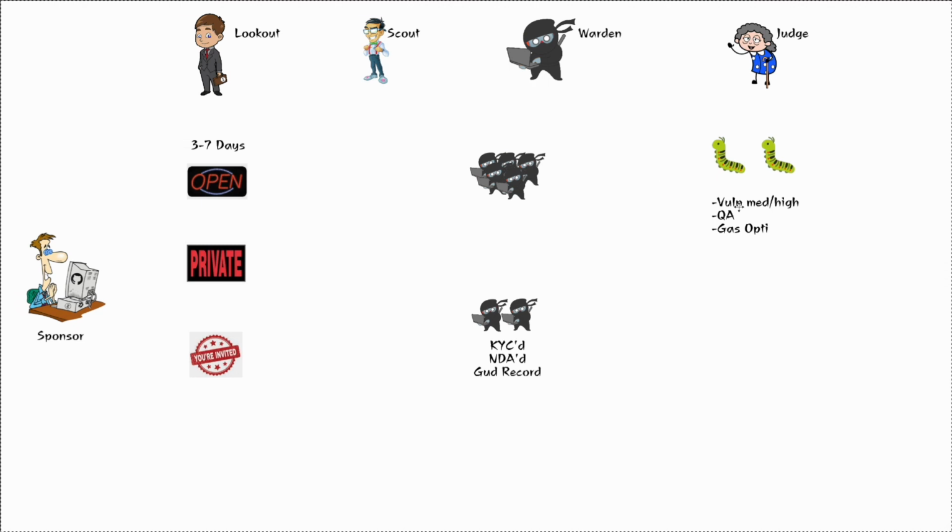Okay, so they have vulnerable bugs, which are medium or high. So stuff that's exploitable, where money will be lost, so to speak, or money might be bricked and stuff like that. So medium to high vulnerabilities.